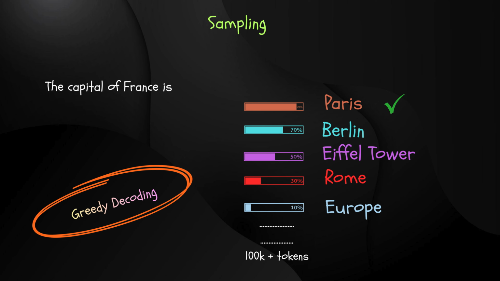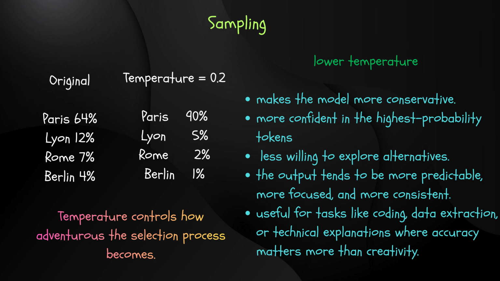That's where temperature comes in. Temperature controls how adventurous the selection process becomes. Think of it as a creativity dial. A lower temperature makes the model more conservative. It becomes more confident in the highest probability tokens and less willing to explore alternatives. As a result, the output tends to be more predictable, more focused, and more consistent. This is often useful for tasks like coding, data extraction, or technical explanations where accuracy matters more than creativity.